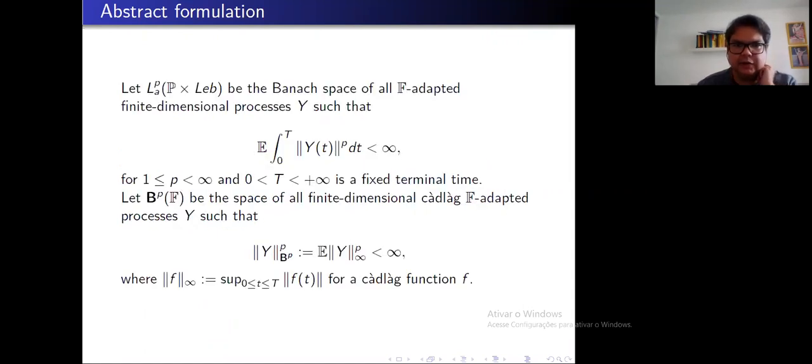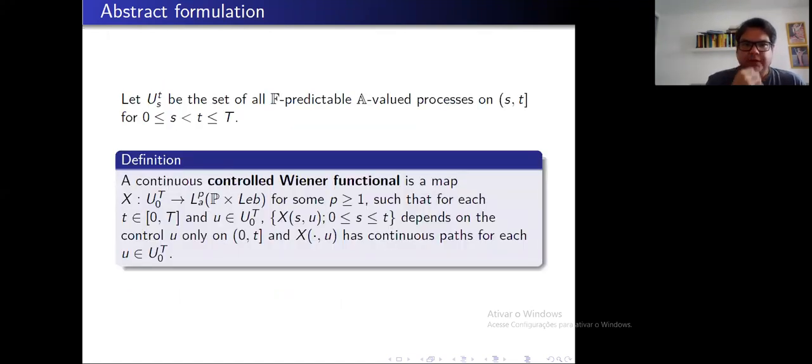So let me start with some notation. L^p is the Banach space of adapted processes equipped with this norm. And this script B here is the expectation of the sup norm to the power of p. Throughout this talk, you can always interpret capital X as the controlled state.